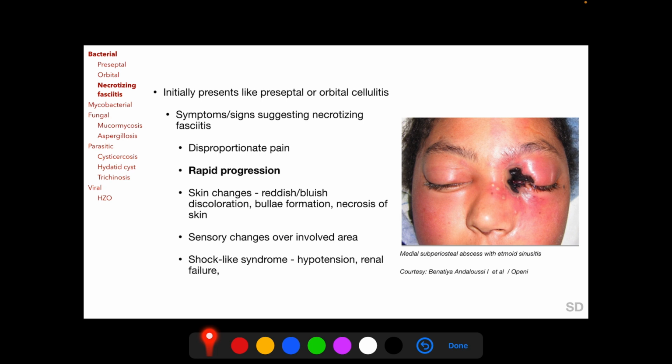However, soon symptoms and signs develop which suggest necrotizing fasciitis, and these include disproportionate pain, rapid progression, skin changes such as reddish or bluish discoloration of the skin, bullae formation in the skin, or necrosis of the skin as seen in this picture. There will be sensory changes over the involved area, and the patient can rapidly develop a shock-like syndrome with hypotension and multi-organ failure.